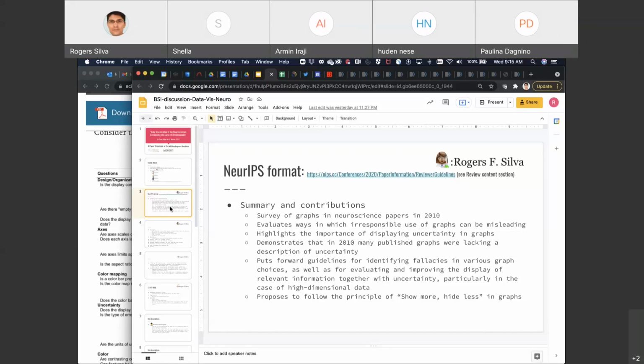And finally, it proposes to follow the principle of show more, hide less, which is the idea that you want to show as much of the data as you can, balancing not to be overwhelming and getting to the point. But the idea is fundamentally you don't want to hide the data. You only hide as much as you have to, and you try to do it in an organic way as much as possible. And there are examples of that I'm going to go over.